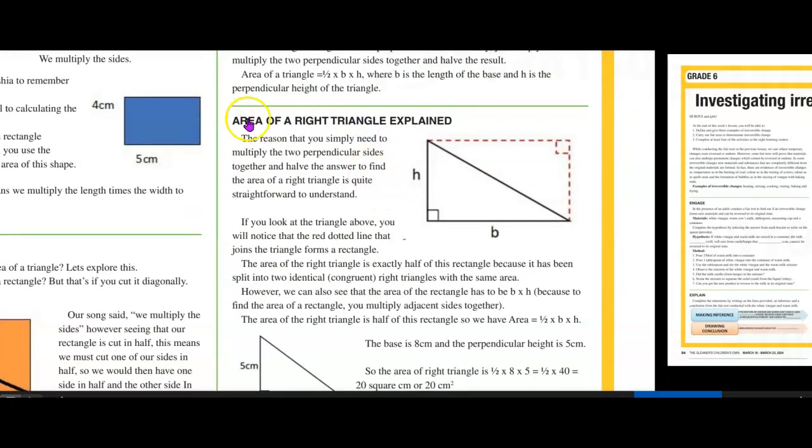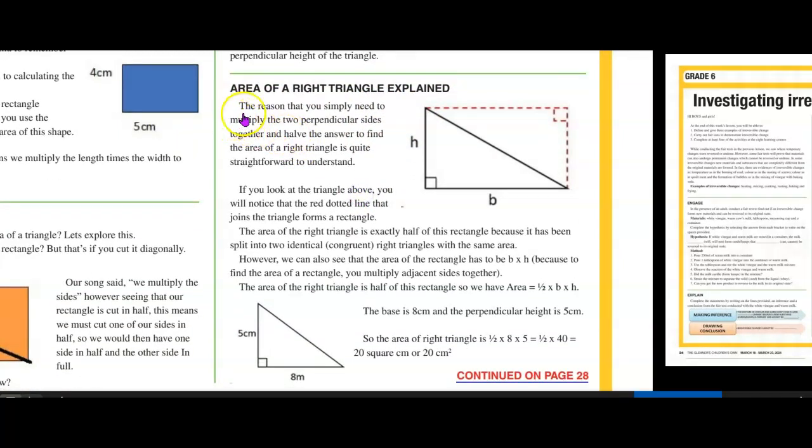So let's look at the area of the right angle triangle explained. The reason that you need to multiply the two perpendicular sides together and half the answer to find the area of the right triangle is quite straightforward to understand. So here we have the base, we have the height, okay?